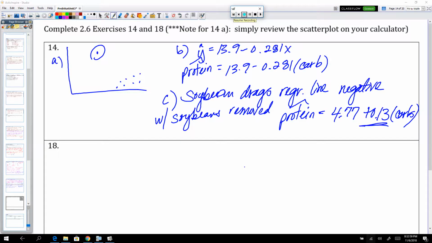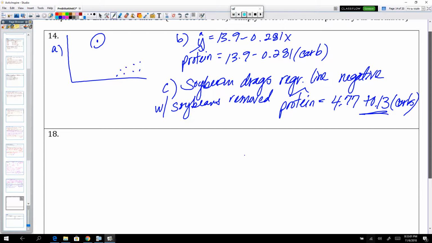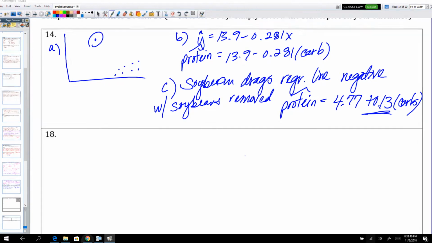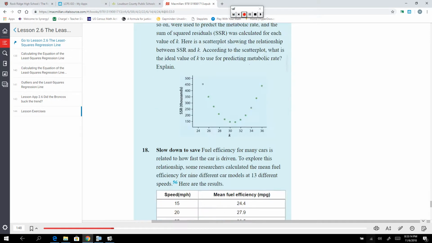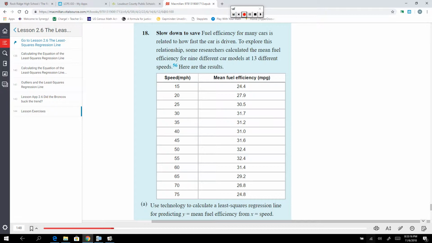Okay, I'm going to move a little faster on question 18. I'm going to assume that you pause the video and enter data for yourself. We're moving to question 18 on the next page, talking about fuel efficiency. I want you to take that data in question 18 and enter it into your calculator. Pause the video to enter this data. Speed of the car versus the fuel efficiency of the car. Enter that data into list 1 and list 2, and fit a regression line to it. Pause the video and go ahead and do that.